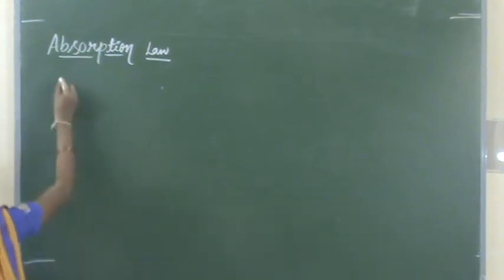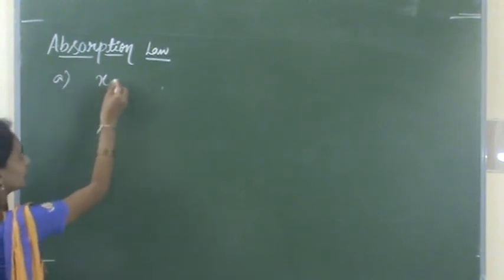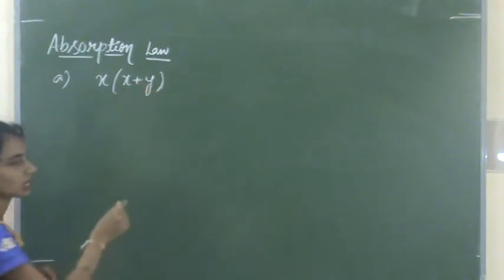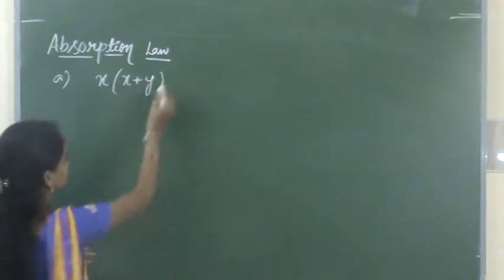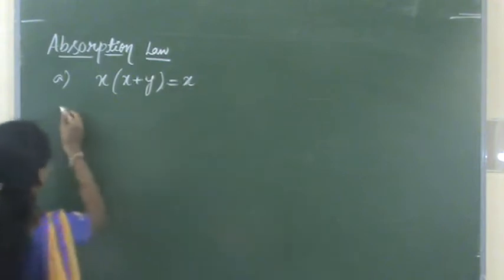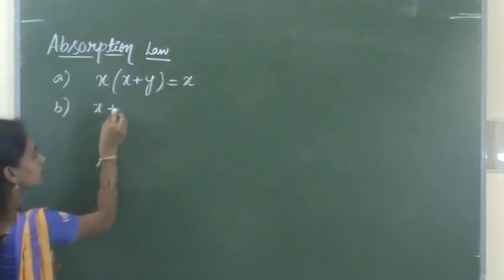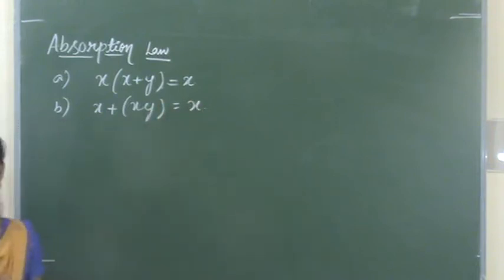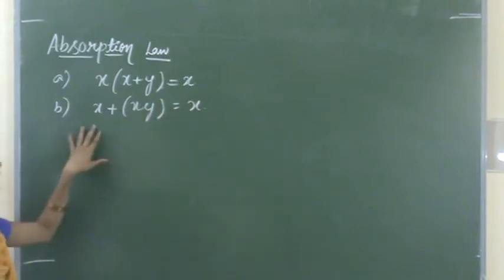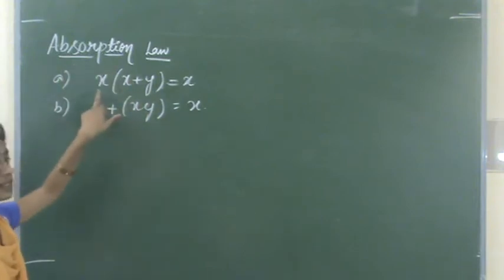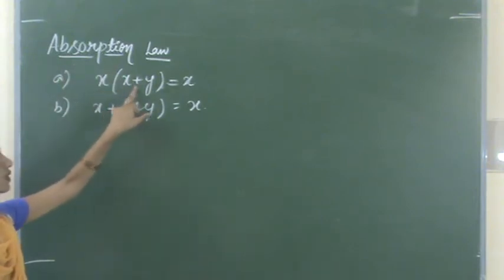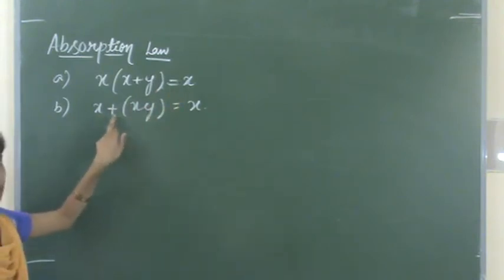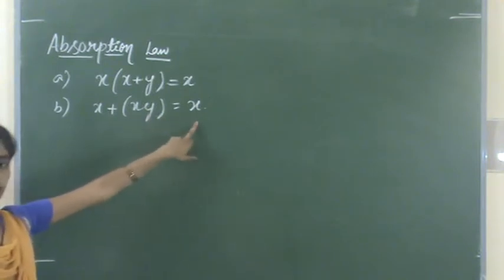This absorption law states that x and (x plus y) is equal to x, and x or xy is equal to x. So this is the statement. The absorption law is: x and (x or y) is equal to x, and the second one is x or (x and y) is equal to x.